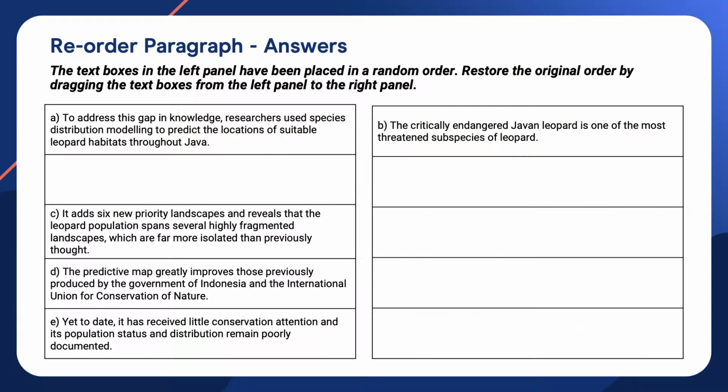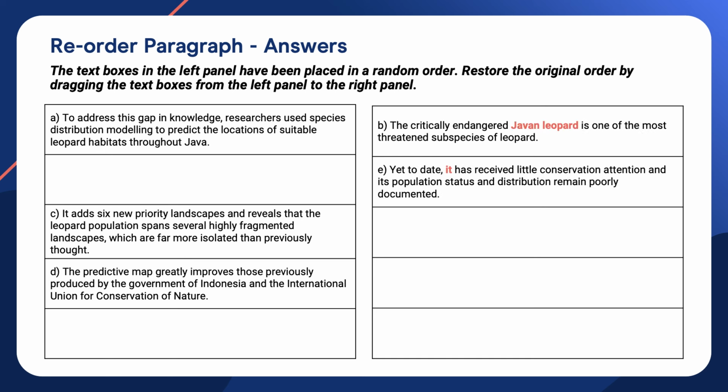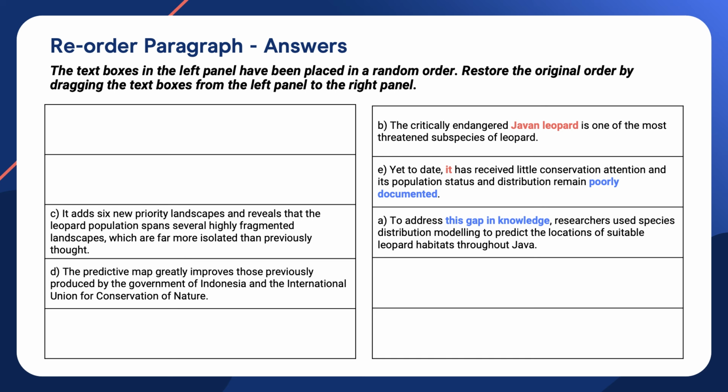Did you get them all? Let's see. Okay, the first sentence is B. The critically endangered Javan leopard is one of the most threatened subspecies of leopard. The next sentence is E. The pronoun it refers back to the Javan leopard mentioned in sentence 1. The third sentence is A, and this gap in knowledge refers back to the phrase poorly documented, mentioned in sentence 2.